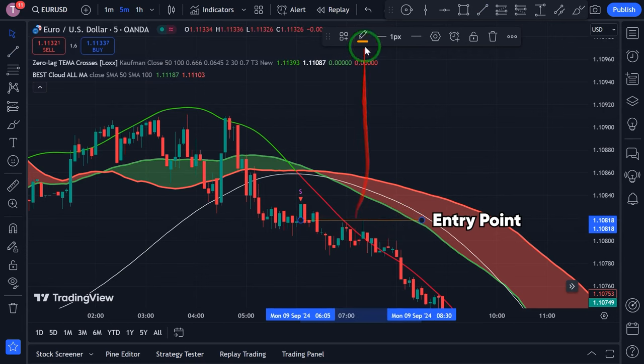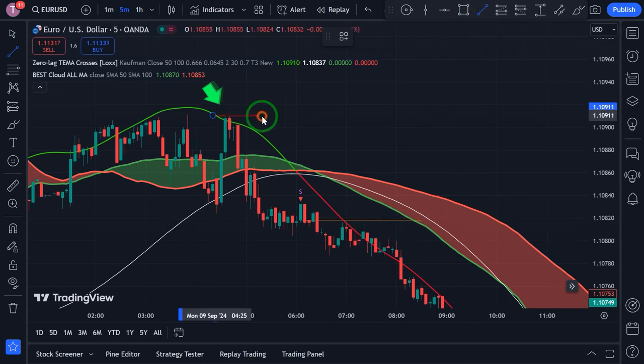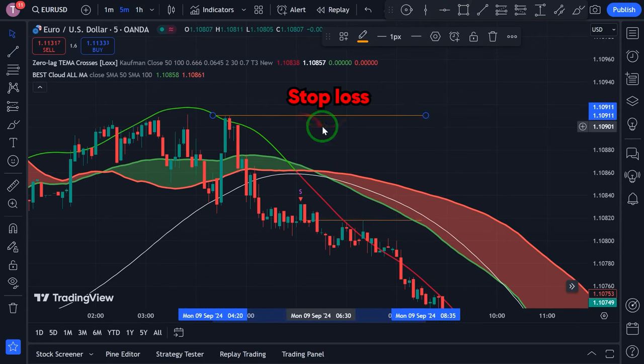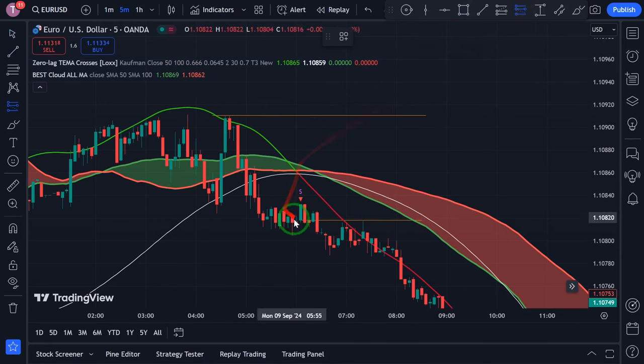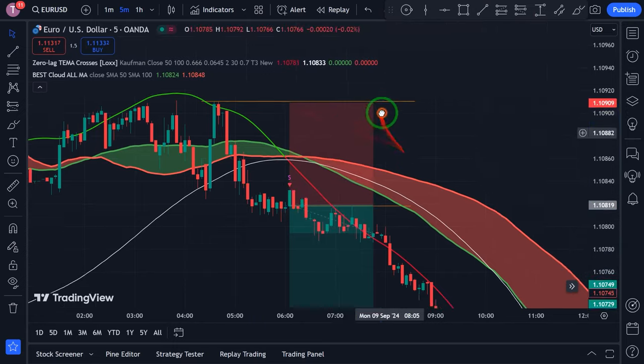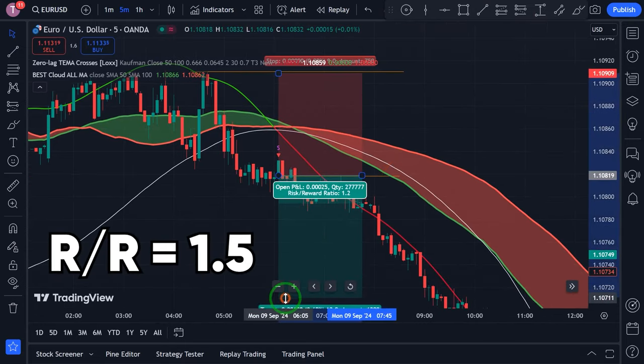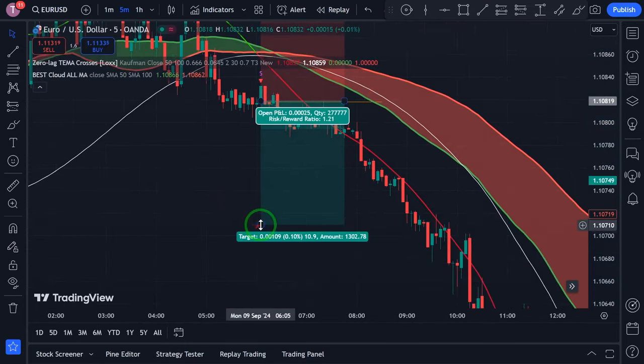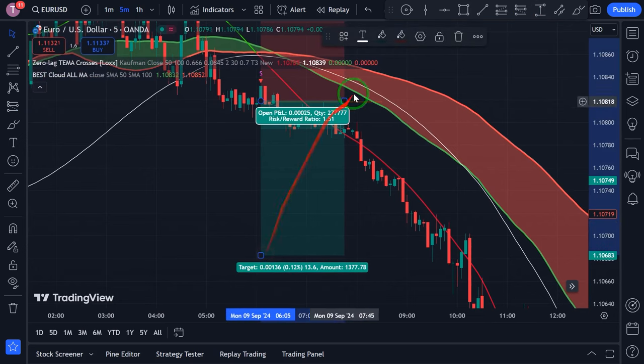Now we can place our stop loss slightly above the last swing high. Now we enter the sell trade, and for the take profit, it's sufficient to consider our risk reward ratio 1 to 1.5. Now we just have to wait for the trade to close with a profit.